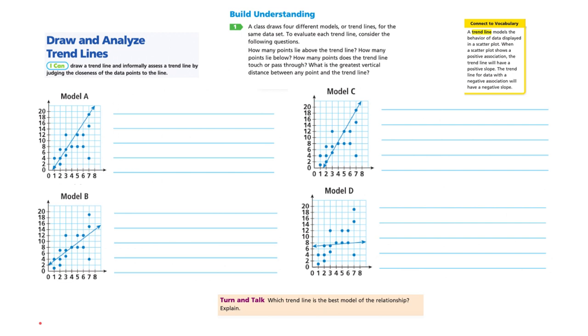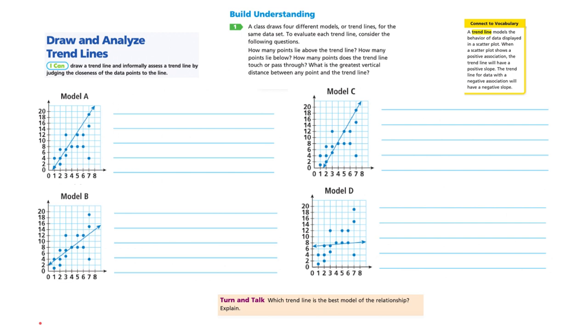So I'm going to read number 1, and then I want you to pause and do this on your own, and then we'll go through it together. So number 1 says, a class draws 4 different models or trend lines for the same data set. To evaluate each trend line, consider the following questions. How many points lie above the trend line? How many points lie below? How many points does the trend line touch or pass through? And what is the greatest vertical distance between any point and the trend line?